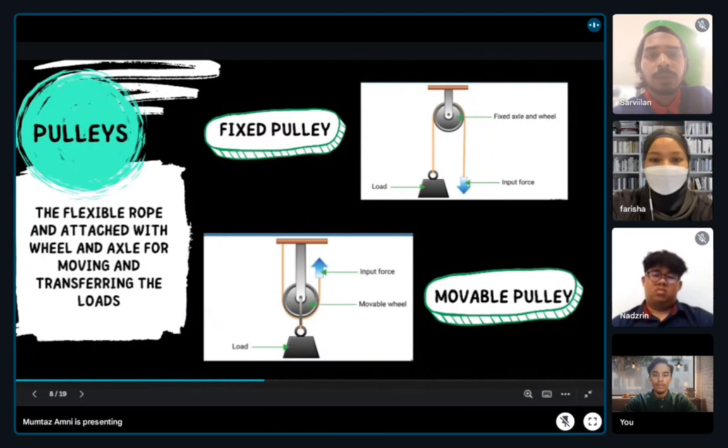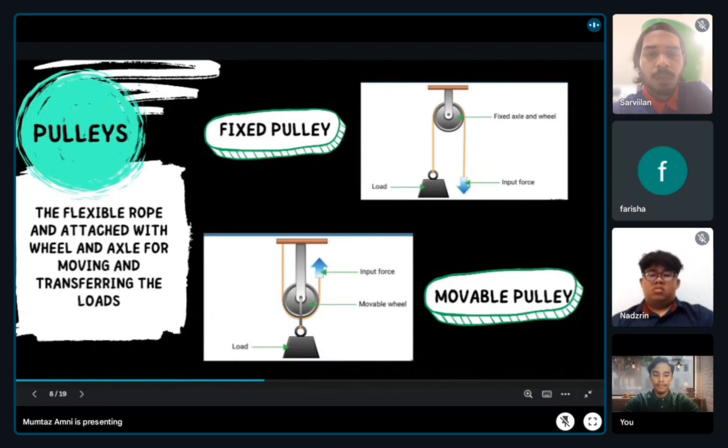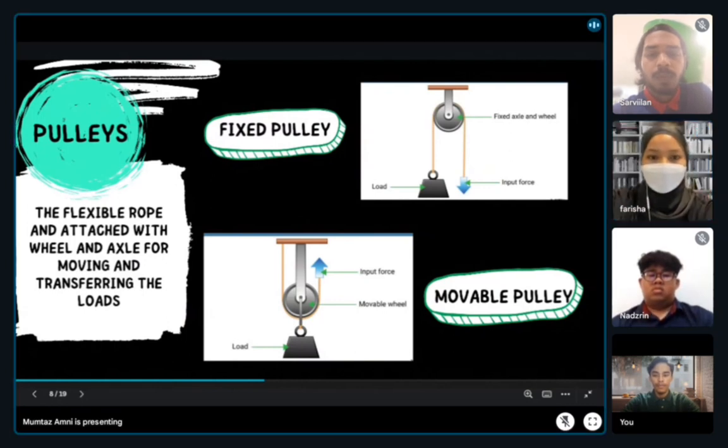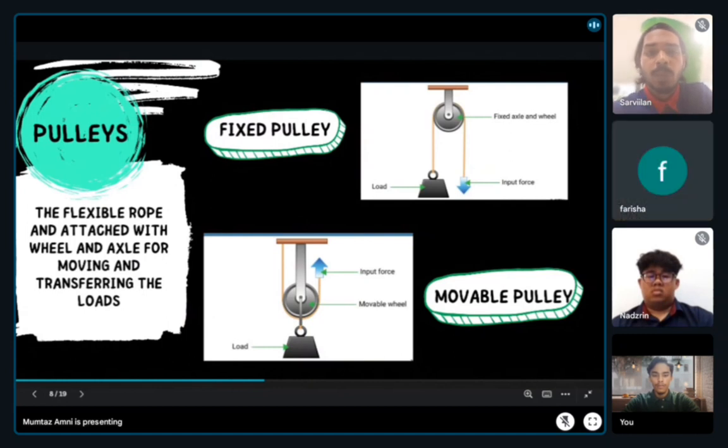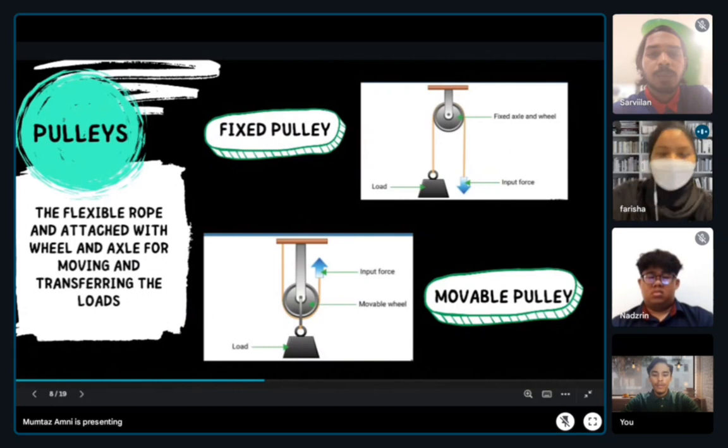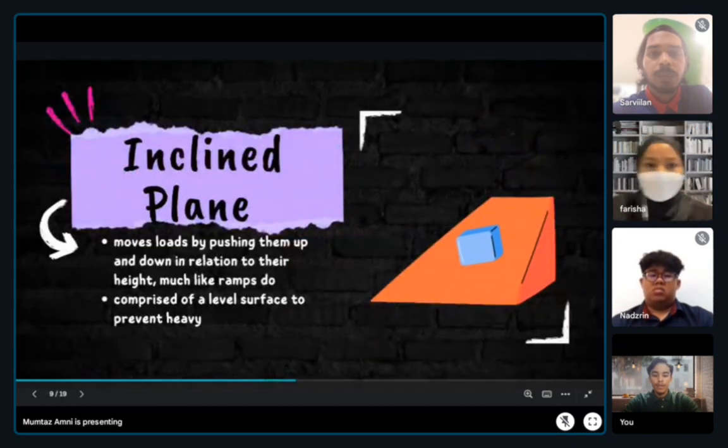A pulley is a flexible rope attached with a wheel and axle for moving and transferring the load. We have two types of pulley: fixed pulley and movable pulley. I pass to the next presenter.